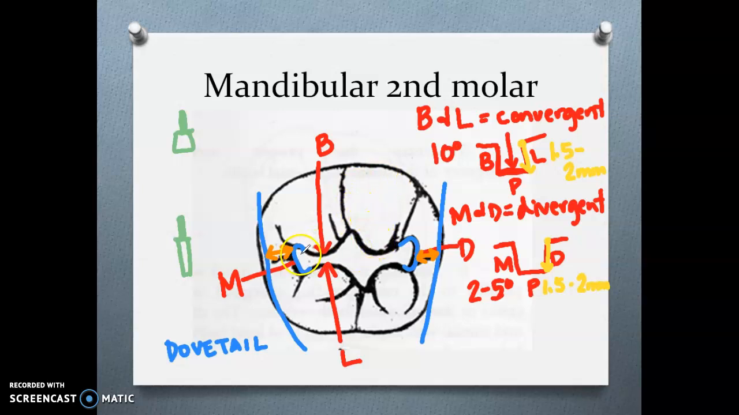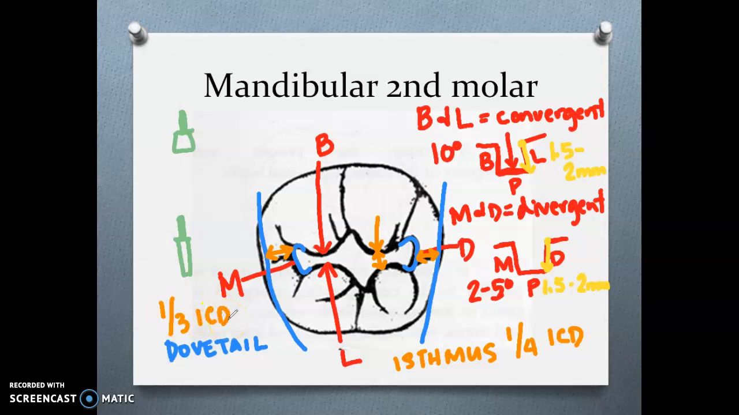And then, so you have the dovetail. Now you have the isthmus. The isthmus is the narrowest portion of your preparation. Approximately, your isthmus is 1/4 of the intercuspal distance. Your dovetail is 1/3 of the intercuspal distance.